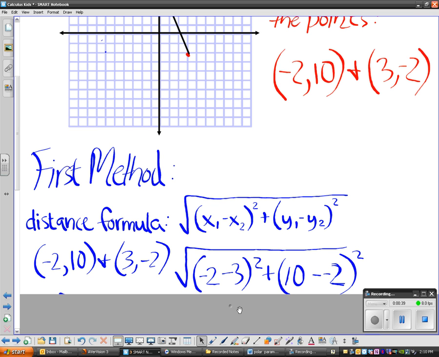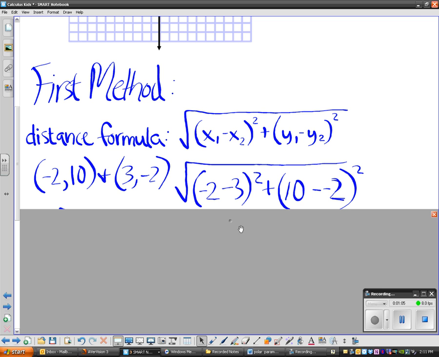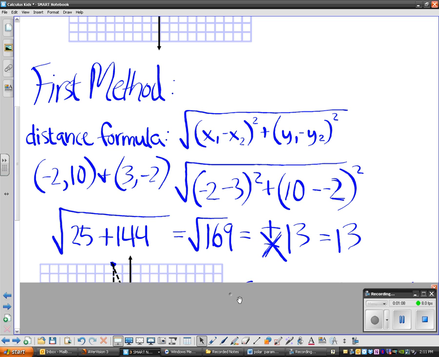You can use either one for x1 and y1 and x2 and y2, but I chose the first ordered pair, which is (-2, 10). So we plugged in negative 2 for x1 and then 3 for x2. And then for the other ones, y1 is going to be 10 and y2 is going to be negative 2. And then once you work those out, of course the negative 2 and the subtraction sign in the second term is going to create a plus.